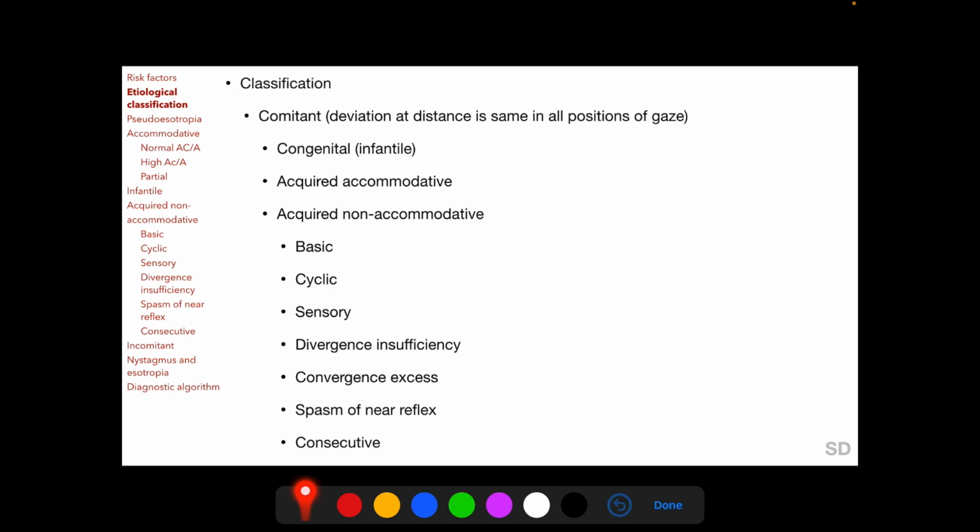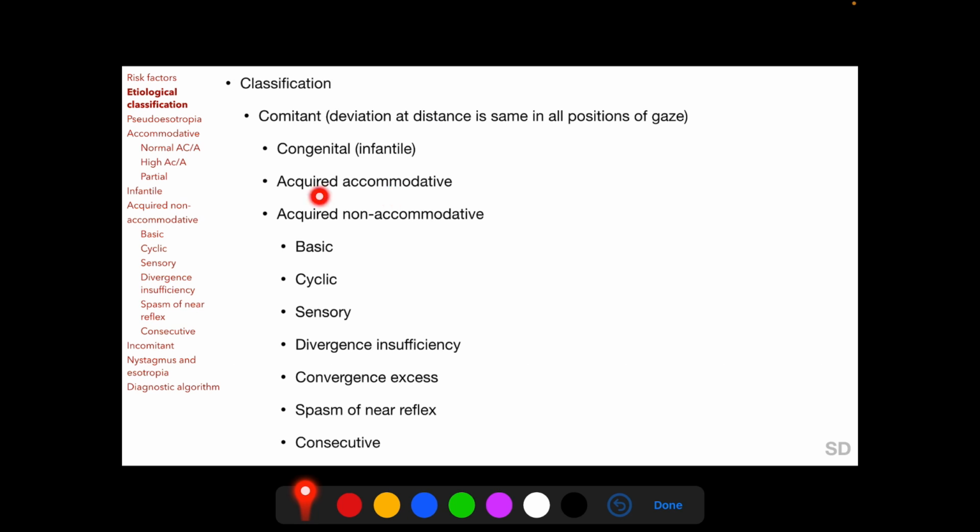Classification of esotropias is very important to understand and to remember. Like other deviations, esodeviations can be classified as comitant or incomitant. In comitant esodeviations, the magnitude of deviation for distance fixation is the same in all positions of gaze. Among comitant deviations, we have congenital or infantile esotropia, in which by definition the esotropia becomes manifest before 6 months of age. Whereas in acquired esotropia, the onset of esotropia is usually after 6 months of age and can be as late as adulthood.